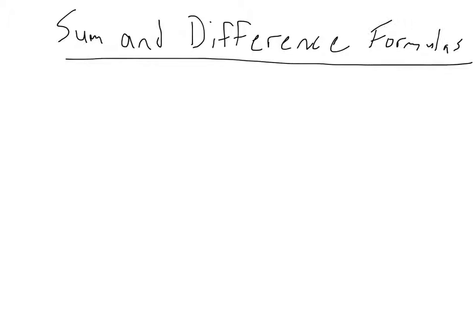So the first one we're going to look at is one that relates to cosine. I'm going to set up a scenario that I'm going to base this entire proof off of. All right, so let's say that we have an angle opened up in the coordinate plane. This angle we're going to call alpha.